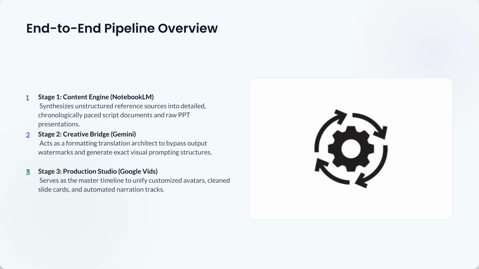Our pipeline consists of 3 core stages. Stage 1 uses NotebookLM to synthesize sources into scripts. Stage 2 utilizes Gemini as a creative bridge for visual structures. And Stage 3 leverages Google Vids as the master production studio to unify your assets.